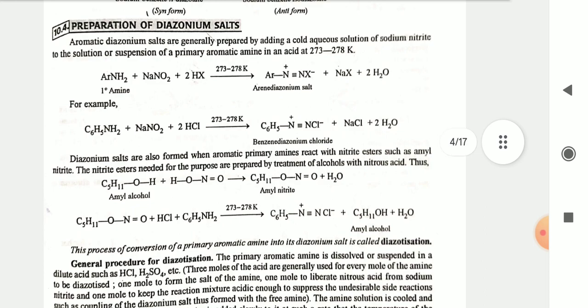Preparation of diazonium salt. Aromatic diazonium salts are generally prepared by adding a cold aqueous solution of sodium nitrite to the solution or suspension of a primary aromatic amine in an acid at 273 to 278 Kelvin. Primary amine in the presence of NaNO2 plus 2HX will give arene diazonium salt plus NaX plus 2H2O. For example, C6H5NH2 plus NaNO2 plus 2HCl at 273 to 278 Kelvin will give benzene diazonium chloride plus NaCl plus 2H2O.